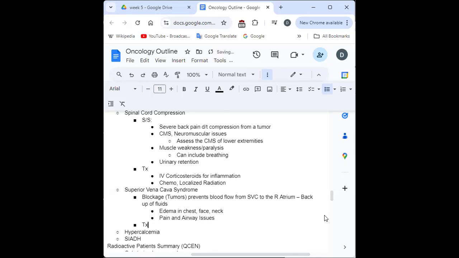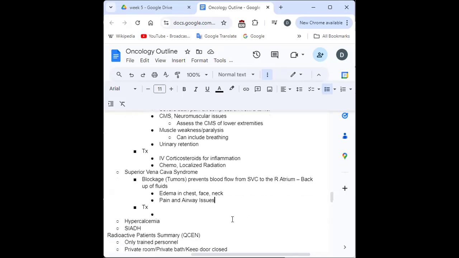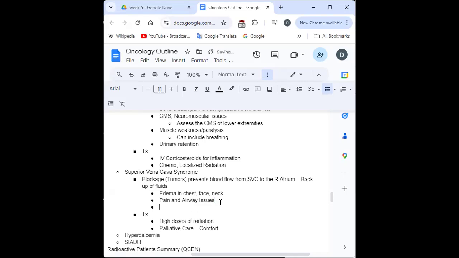Now, how is this one treated? We kind of already talked about it: it's the high doses of radiation, and this is usually palliative care. The patient is not really going to make it too much longer once they have this condition. It's really for comfort, trying to make that swelling go down. Some other things can also be caused by the blockage.